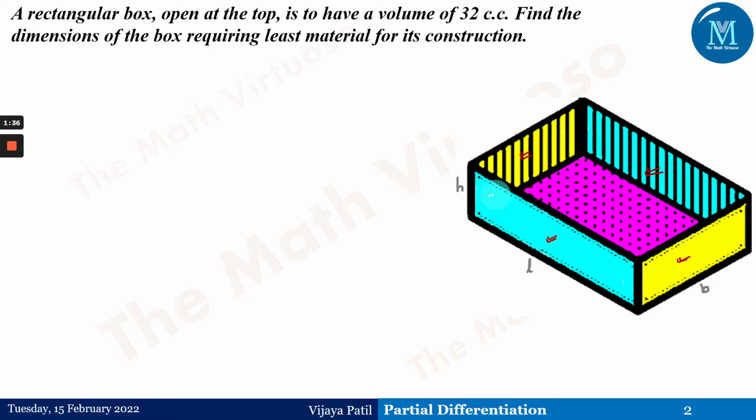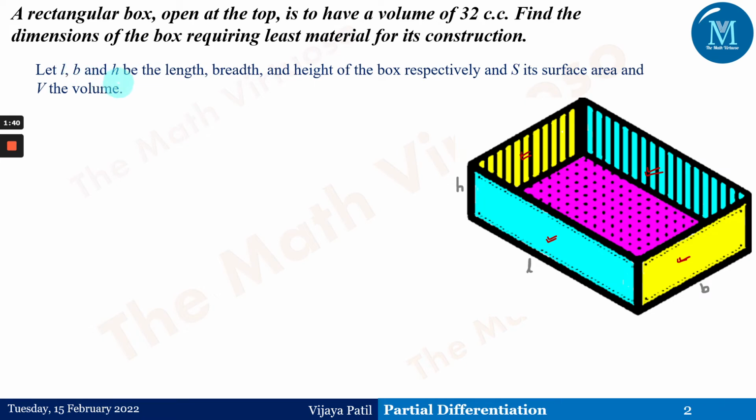So let us go ahead. Let L, B and H be the length, breadth and height of the box respectively, S the surface area and V the volume. What we have to do is minimize this surface area for the material construction. We need the least material for the construction, so we should have the least area, and we are going ahead to minimize this surface area.